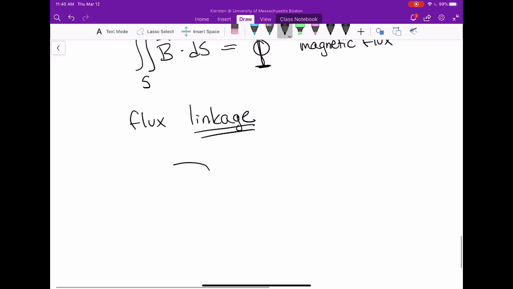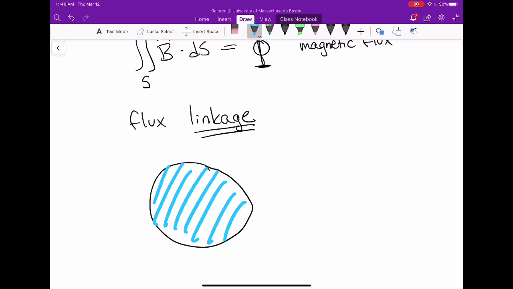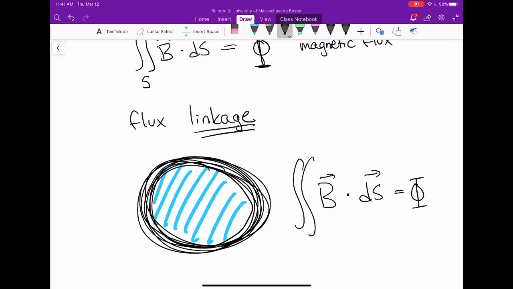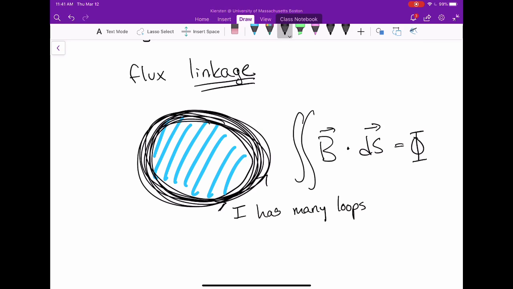What if we took the same surface and the same magnetic field? So the magnetic flux through that surface is still the same, but then we had a current that was flowing around that field, and the wire was wrapped around the edge of the surface multiple times. There were a lot of loops of current going around the same surface.